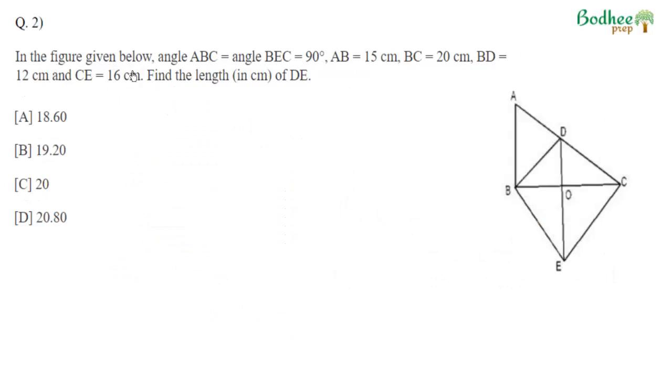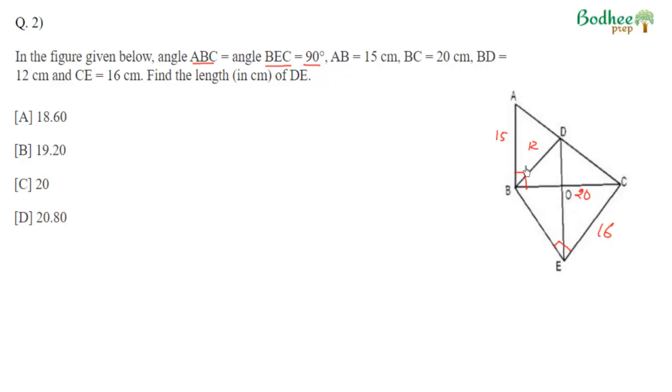It says that in the figure given below, angle ABC is equal to angle BEC and both are equal to 90 degrees. So angle ABC is 90 degrees, and angle BEC is also 90 degrees, correct? Now the length of AB is 15, the length of BC is 20, the length of BD is equal to 12, and the length of CE is 16. So these lengths are given.